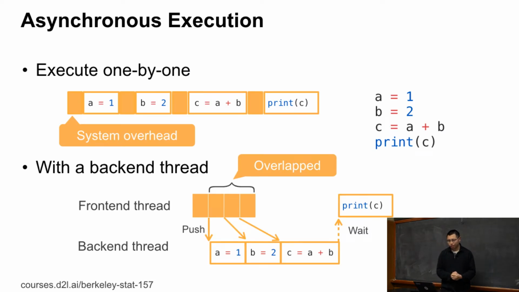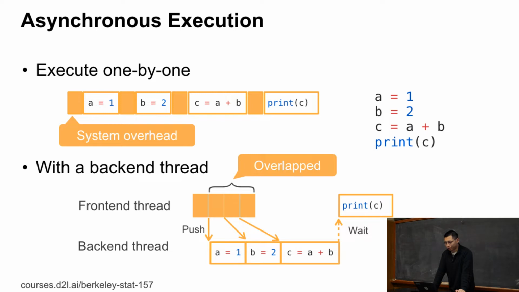The idea here is that if we run the code one by one, every time we need to pay the system overhead. The system overhead means compiling to bytecode to run on the Python virtual machine. Here we show it as the yellow block: we pay the system overhead, run the command, and pay the system overhead again to run other things. If we only have a single thread, which is what you interact with in Python, then we cannot avoid this.